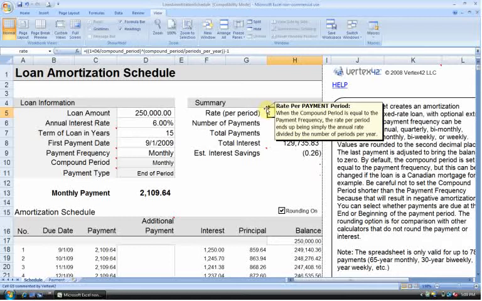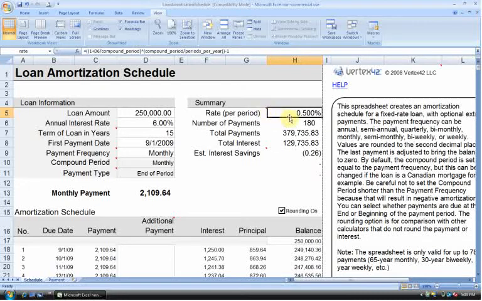That's just another nice little piece of the way the spreadsheet has been designed. Going back to the rate per period, this number represents how much we are paying on a periodical basis. Remember, we have periods that are a month long, and we are assuming an annual interest rate of 6%. So 6 divided by 12 is 0.5% per period.